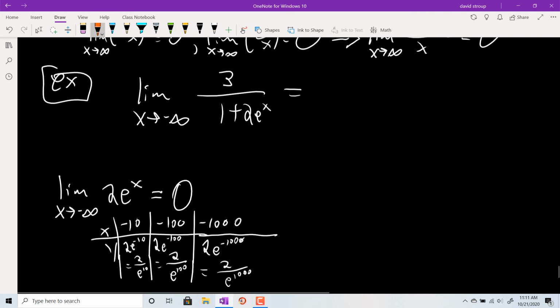So this thing is going to 0, and you can evaluate the limits of the other parts, so you basically get 3 over 1 plus 0, which is 3 over 1, which of course is 3.